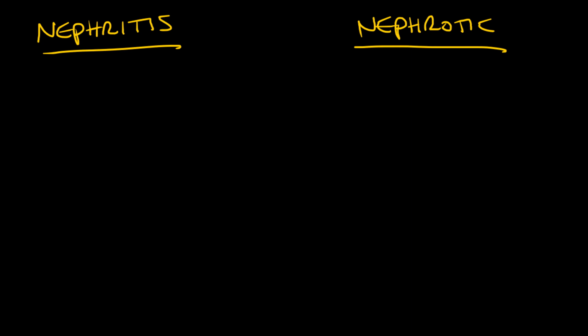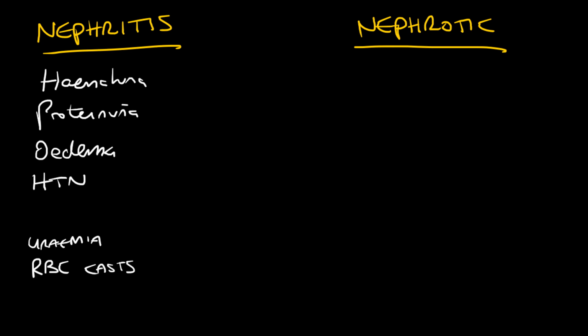So I've left a gap here for a reason. We've already talked about nephritis. If I asked you what the signs of nephritis are again, you would be able to tell me, right? The answer is hematuria, proteinuria, edema, and hypertension. But what if they ask you to compare nephritic syndrome and nephrotic syndrome? Once again, hematuria, proteinuria, edema, and hypertension, along with uremia and red blood cell casts, would predominate the symptoms of nephritic syndrome.